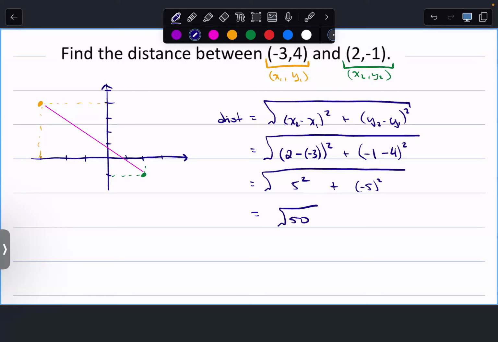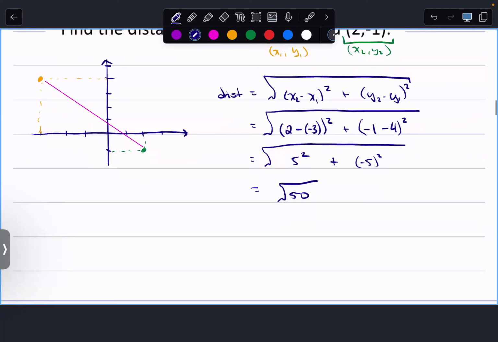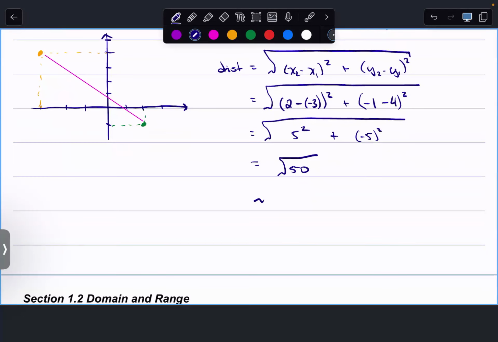Is that 7.1? Yeah, probably. I don't know. Probably. The square root of 50, approximately 7.0710678112. Keeps going though. Well, for two decimal places, I got it correct.